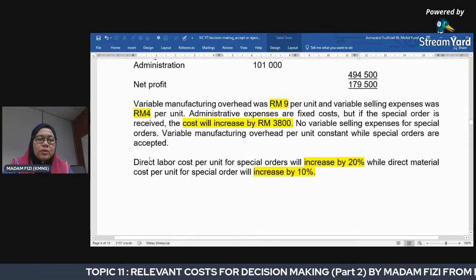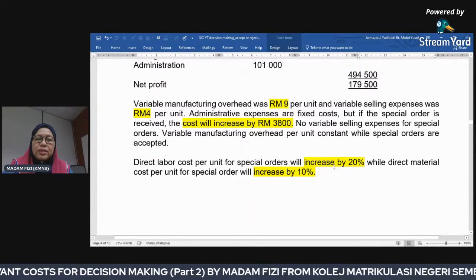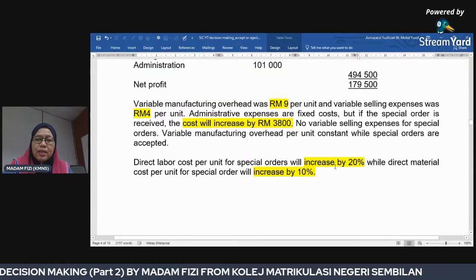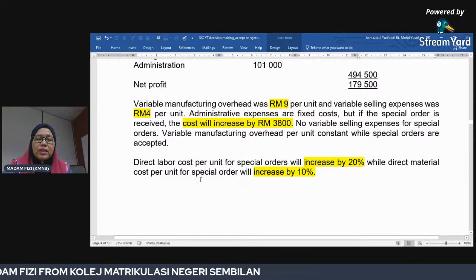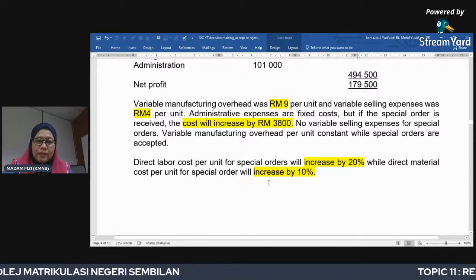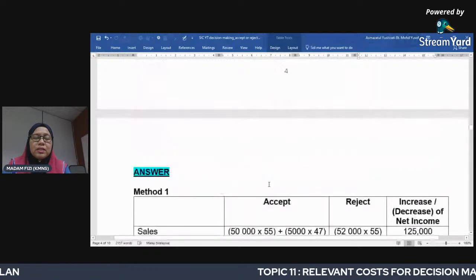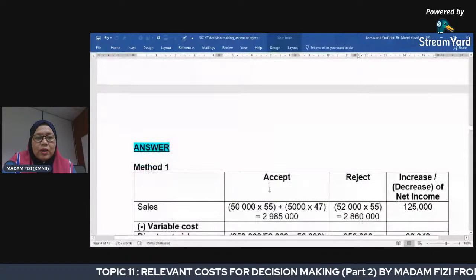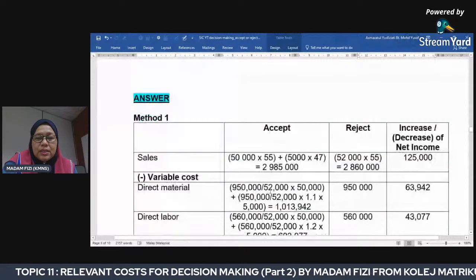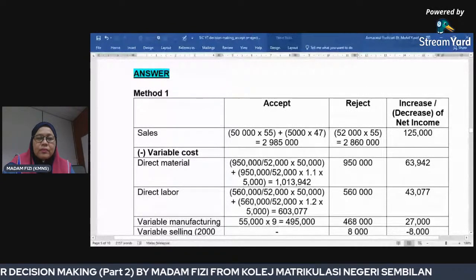Okay, and then one more. Direct labor cost per unit for special order will increase by 20%, while direct material cost per unit for special order will increase by 10%. Okay, so what are our decision whether to accept or reject? Okay, now we discuss about the answer. Okay, so you have to look at the answer carefully.